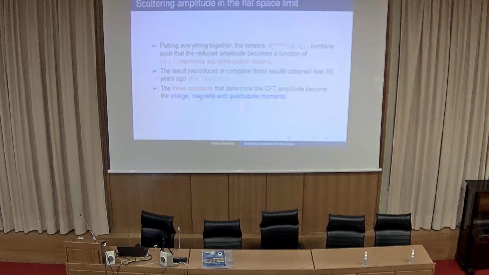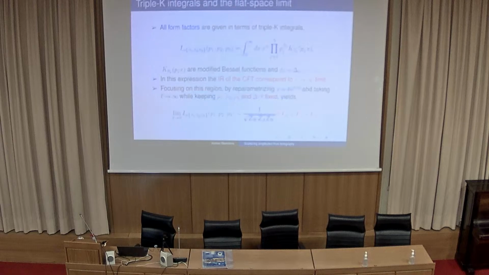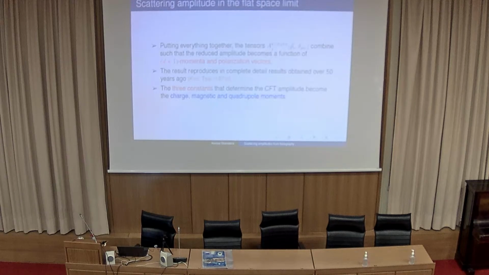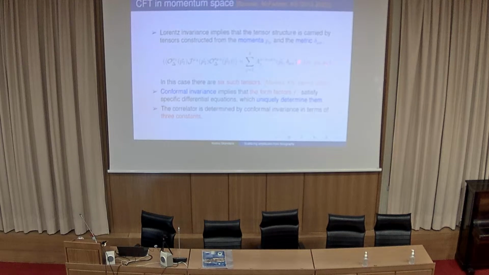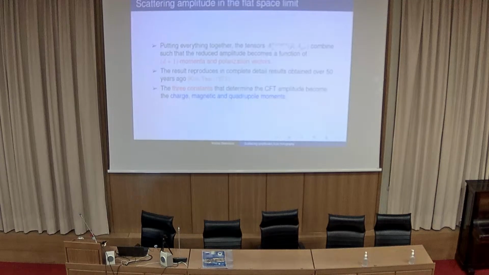Okay, so now if we put everything together, we just recovered the energy-momentum preserving delta functions. The momentum one was already manifest because I worked in CFT in momentum space. The energy came from these triple-K integrals. And then we put together the rest, which comes from taking the specific tensors here. If you put everything together, that precisely recombines into d+1 momenta and polarization vectors. This comes from the kinematics of the CFT.